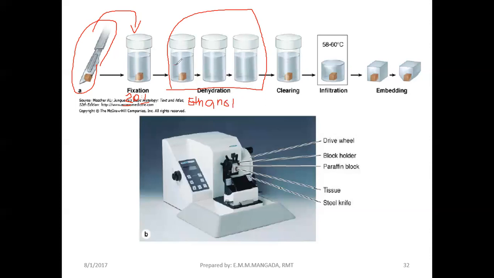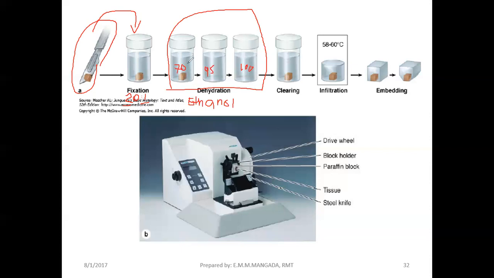So mag-start tayo, for example, 70%, and then we have 95%, then finally, we have your 100%. Usually, 2 to 3 changes din tong 100% natin. Depende dun sa protocol na ginagamit natin. You will know more of that pagdating nyo sa histopath. So, 3 changes.